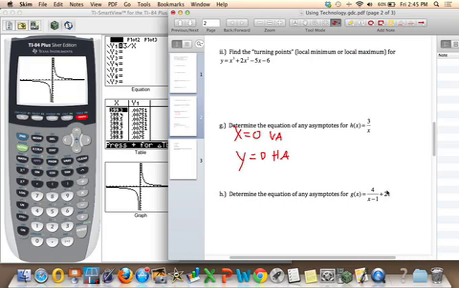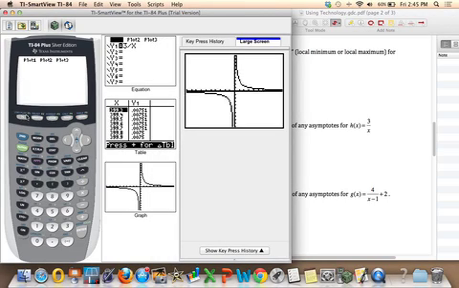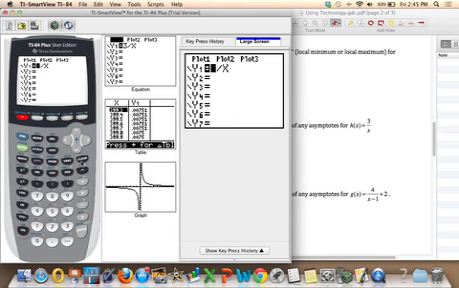In part H, they want us to find the asymptotes for g of x, 4 divided by x minus 1, plus 2. Go to your y equals button. We'll enter in that function. Be careful that you're using brackets if you want the entire denominator to be x minus 1. Okay, let's see what this graph looks like.